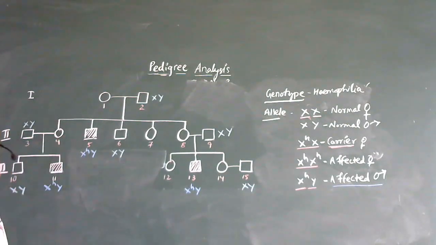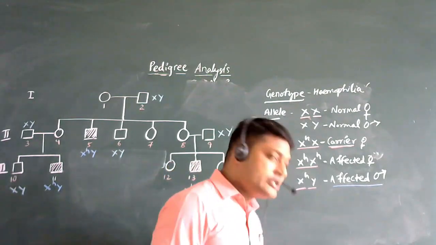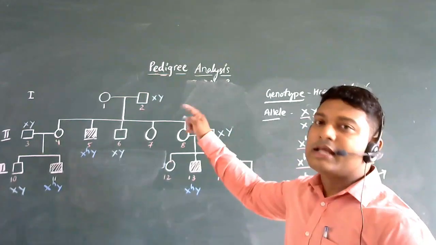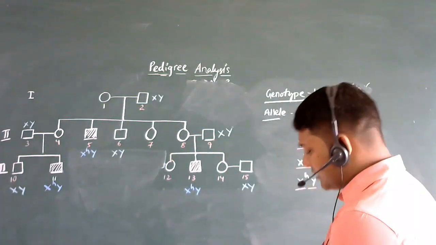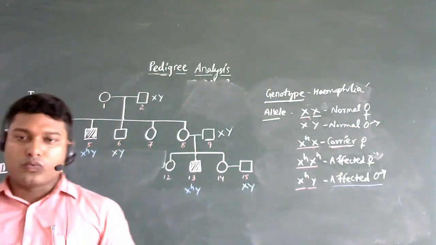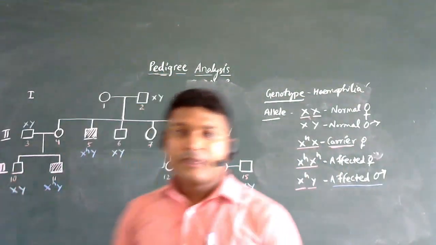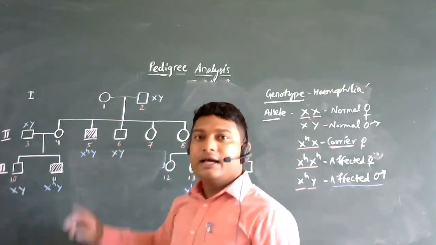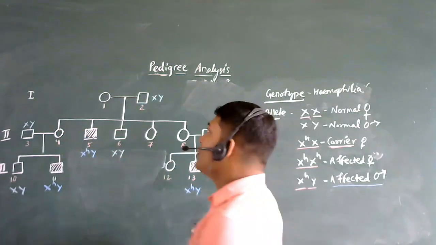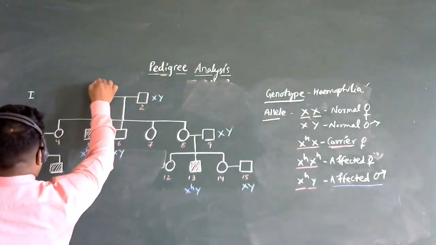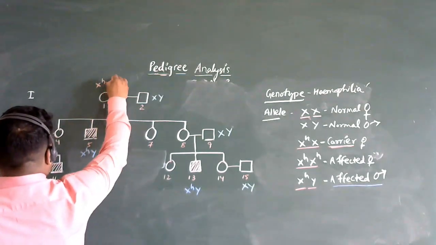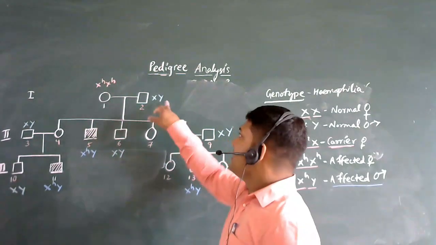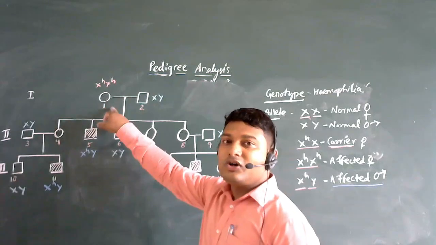Similarly, if I go for the female now, then there is a problem. Why? Because here I have to identify whether they are normal or carrier, because there is no shading given here. So let me come to generation 1. In generation 1, what you see here is that the male is normal. The female is not affected. That means we cannot have the female having a genotype of XHXH. Obviously, we cannot have it, because in that case it would have been an affected individual.